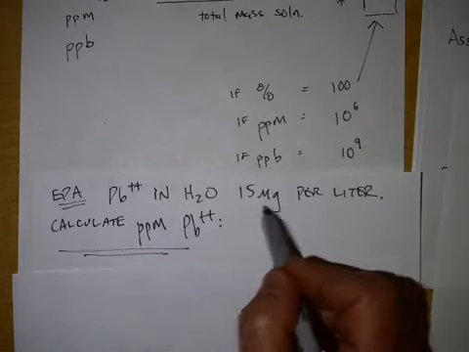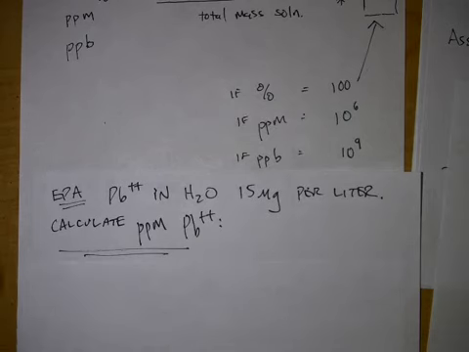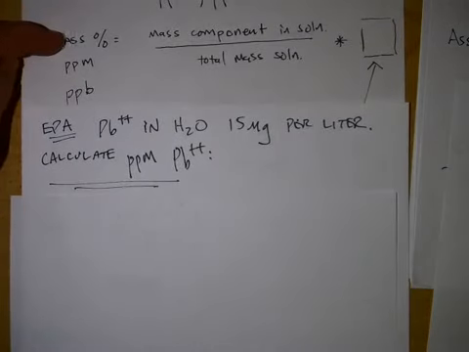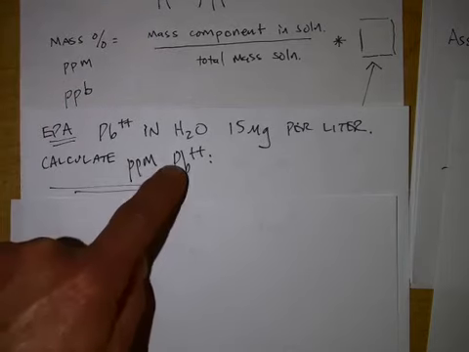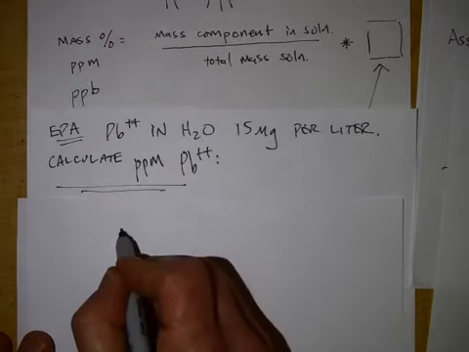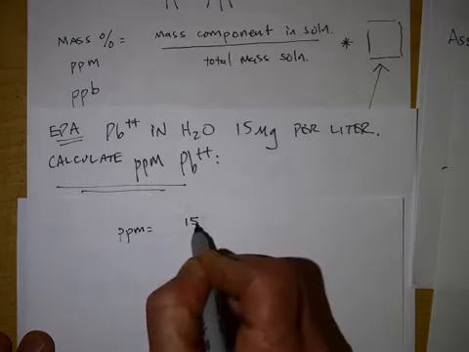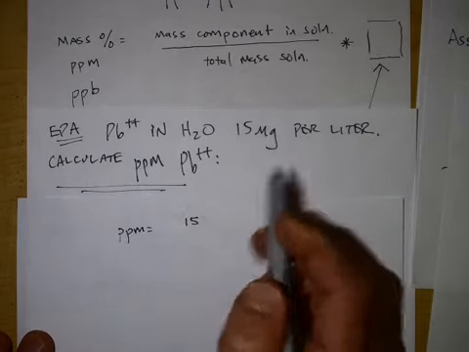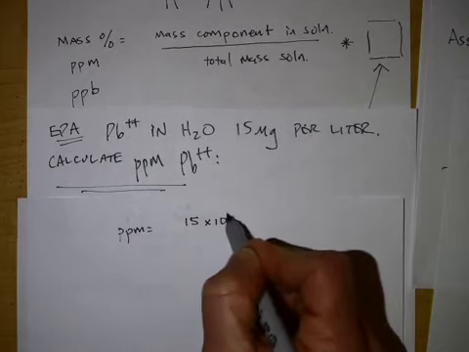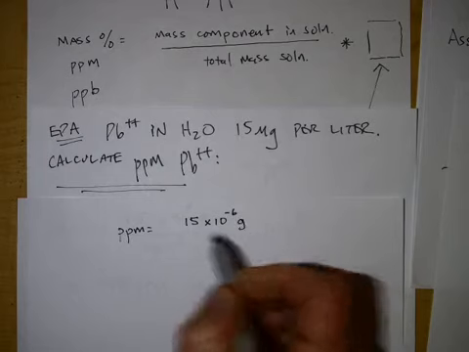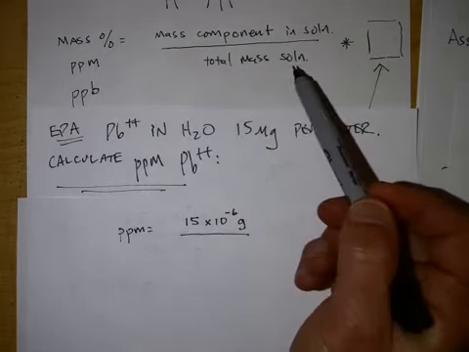So we need to change it from micrograms per liter to parts per million. Using this equation right up here, I need to take the mass of my component, the mass of my lead, and put it in grams. So parts per million would equal 15. Now it's micrograms, so I want to put it in grams, and micro means 10 to the negative 6th. So 15 times 10 to the negative 6th grams. And then divide that by my total mass of solution.